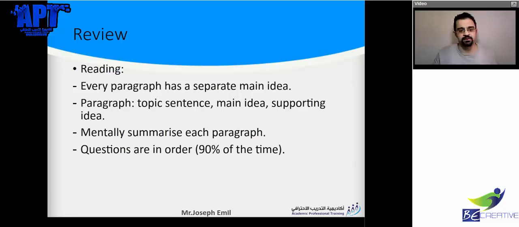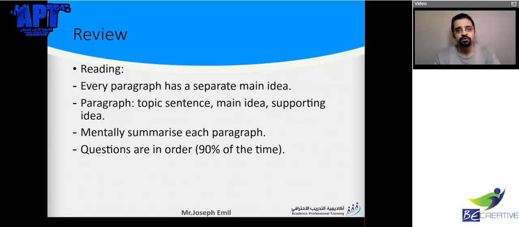So the topic sentence, the main idea, and the supporting idea are the primary contents of the paragraph. Generally, there might also be a conclusion that restates the main idea to affirm it, to make sure that you learn or understand the main idea.